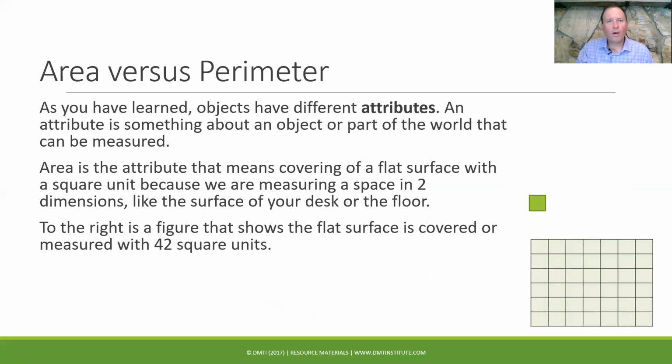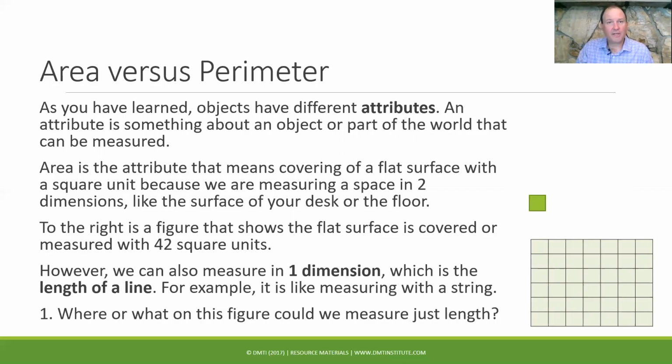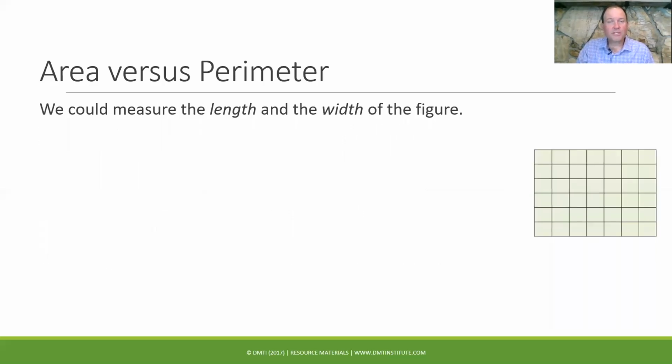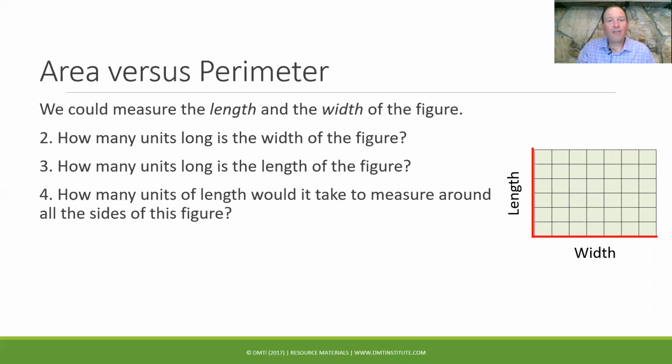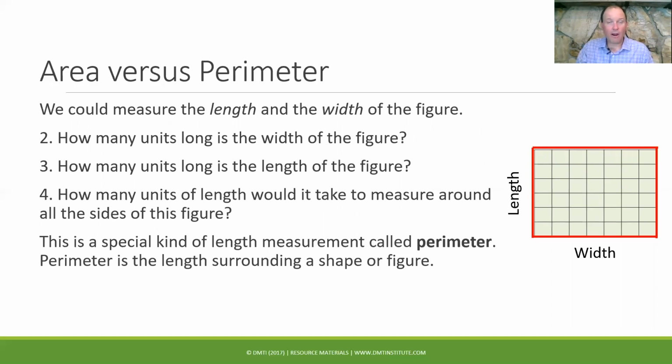But now where can we find some of those other attributes that we could measure in this figure in the first dimension? That we could measure with something like string. So we want to press students conceptually to recognizing that we can measure attributes of the length and the width of the figure. And then that leads to our idea or our measurement idea of perimeter, of the length surrounding a shape or a figure.